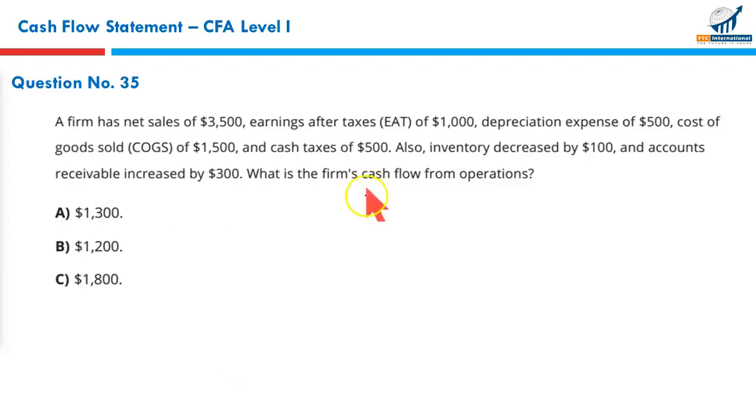This is a very beautiful question, and we must do this under both methods, direct as well as indirect, so as to highlight the difference between these two. Very nice question, I must say. A firm has net sales of 3,500, earning after tax is 1,000, depreciation expense is 500, cost of goods sold is 1,500, cash taxes are 500, inventory decreased by 100, account receivable increased by 300. What is the firm's cash flow from operations?